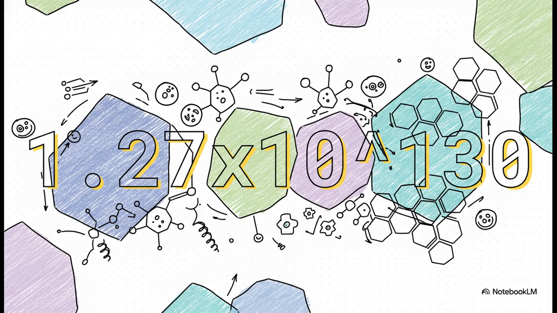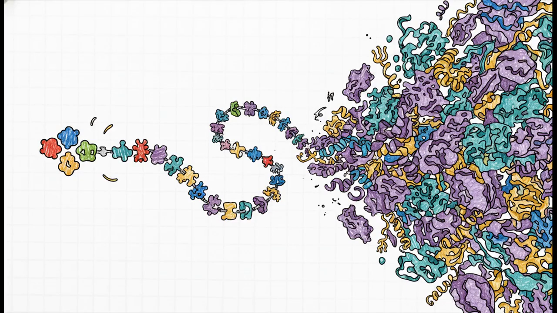1.27 times 10 to the 130th power. That is a number so unbelievably massive, it's basically impossible to wrap your head around. But this jaw-dropping statistic represents the staggering mathematical complexity and the potential variations of just a single, relatively small protein, once that amino acid chain folds up. Let's actually break down the math behind that massive number.